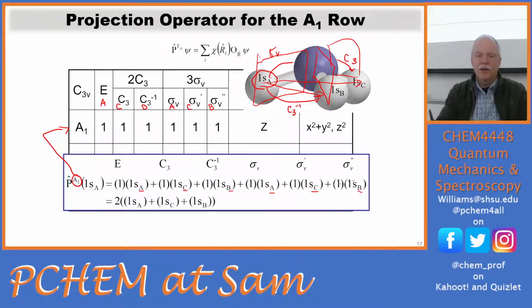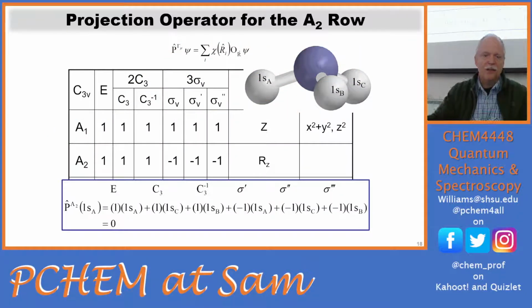So I have 3 of each, no, 2 of each. And so I pull those 2's out front. That will go into a normalization constant, and the information I care about is just the plus and minus signs. So this is the fully symmetric combination. No surprise, it's top row, and so it's going to be A1. No G's are used because there's no inversion center on this molecule.